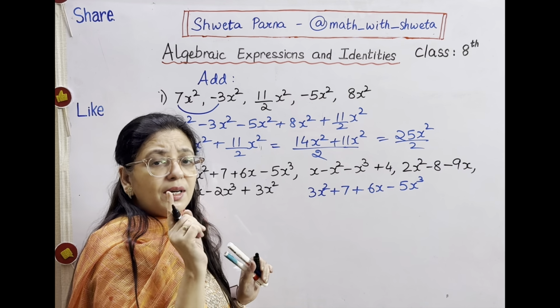Okay. Next one. 2x square. What is the sign? No sign. That means it is positive. You never take the sign after the term. It is always before the term. So 2x square minus 8 minus 9x. Then next one. Here there is nothing, so you can put 0. Then 4x, so it is positive. Minus 2x cube plus 3x square. Here there is nothing, so it is 0. This is the column method or the vertical method.